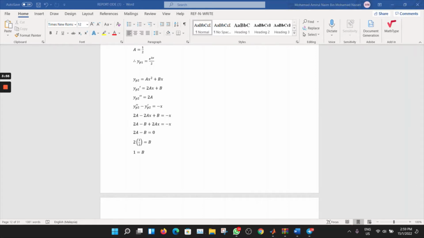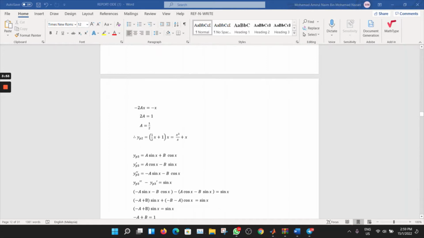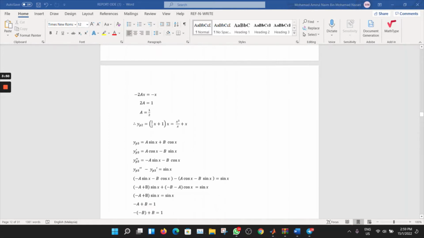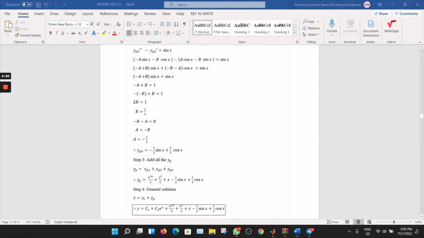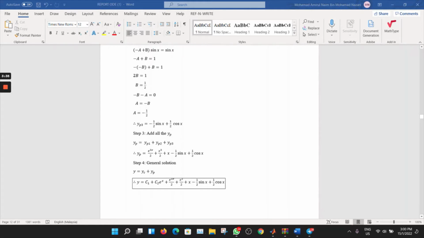We can see yp2 is equal to, in brackets, 1 over 2 x plus 1, times x, which equals x squared over 2 plus x, and then yp3 is equal to negative 1 over 2 sin x plus 1 over 2 cos x.